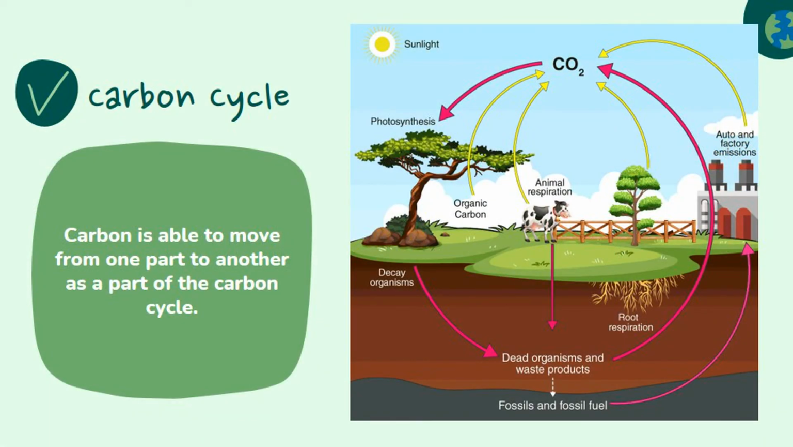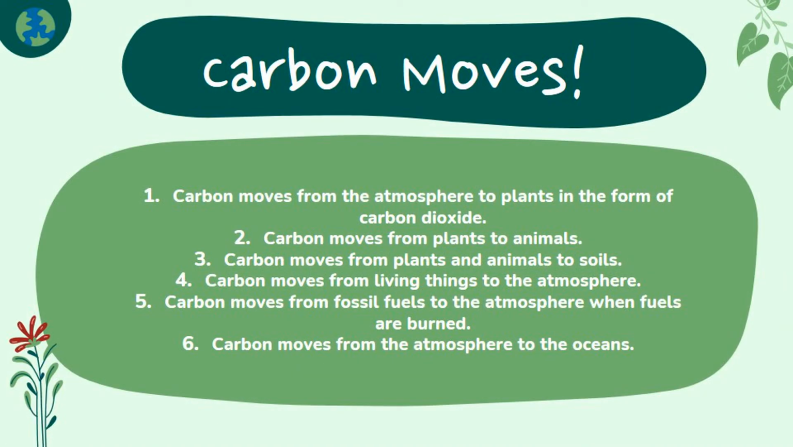Carbon is the main constituent of all the living cells. All the organic matter and biomolecules contain carbon. On our dynamic planet, carbon is able to move from one part to another as a part of the carbon cycle. Carbon moves from the atmosphere to plants in the form of carbon dioxide. Through the process of photosynthesis, carbon dioxide is pulled from the air to produce food by the plants for their growth. Carbon moves from plants to animals.